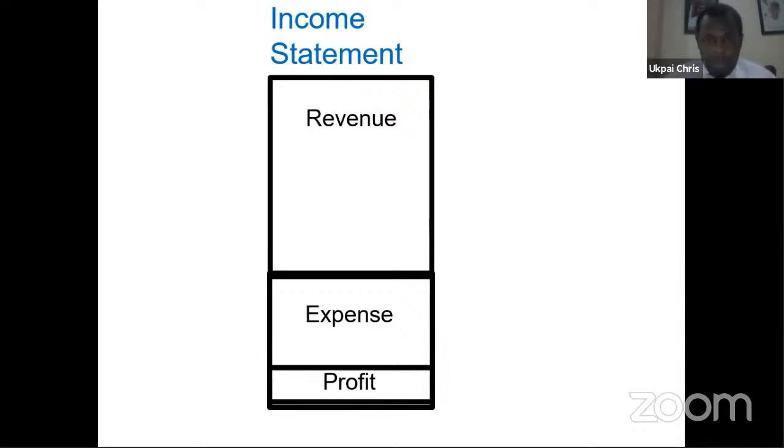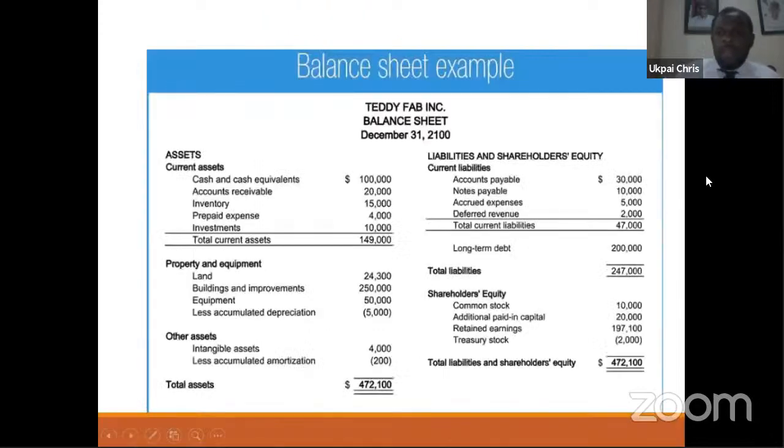Excuse me. Now we'll talk about the balance sheet example. I don't know whether some of you physically here have the module hard copy. Okay. But you're supposed to have the hard copy of this module so far, both the ones you have done and today's.